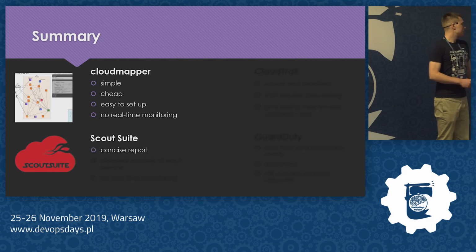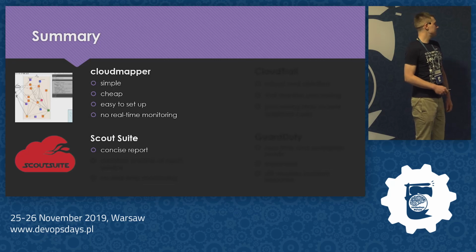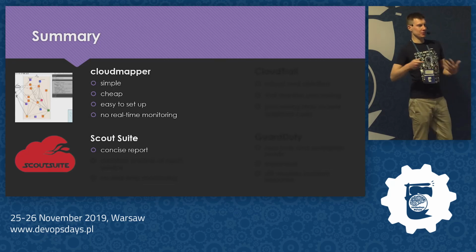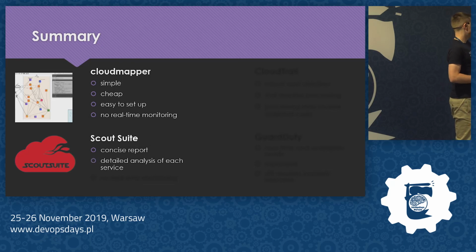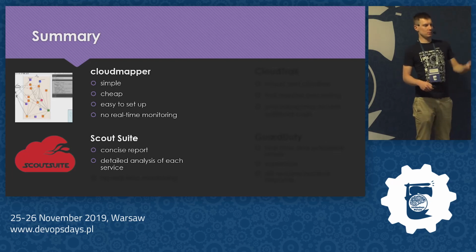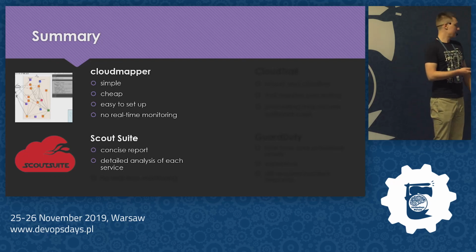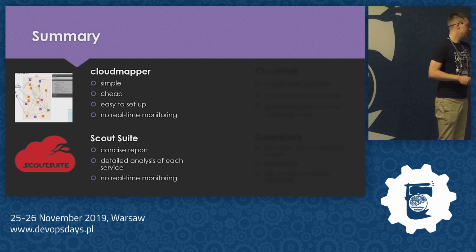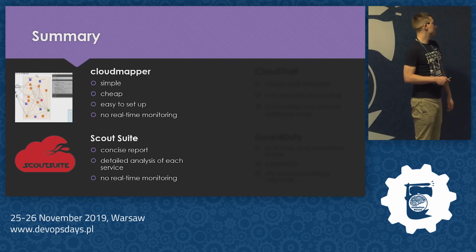Scout Suite, very concise report, much more concise than in terms of CloudMapper. It's also a single-page application, so you can just take it, show it to whomever you want, put it somewhere on your Confluence and so on. Gives you very detailed analysis of each of the services. So actually there is a recap of not only the things that went wrong, but also the things that you took care of, and it displays it with this sort of good green severity. And as well, there is no real-time monitoring, so same issue as with CloudMapper.